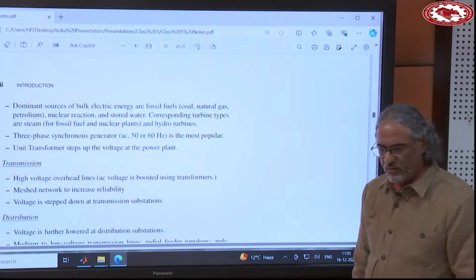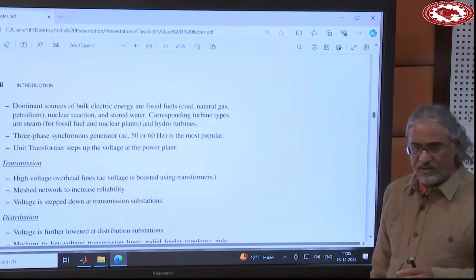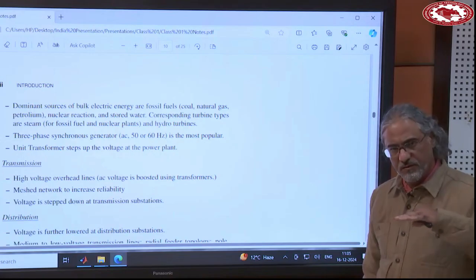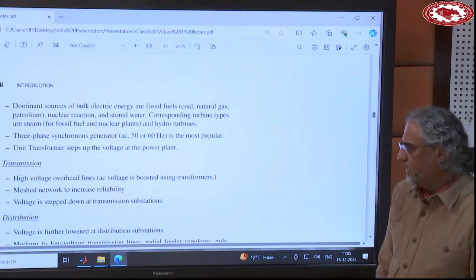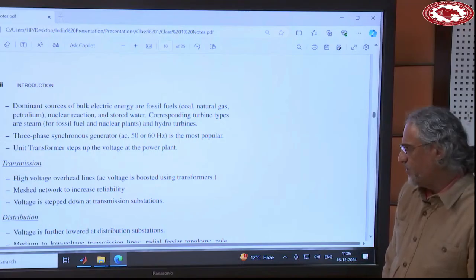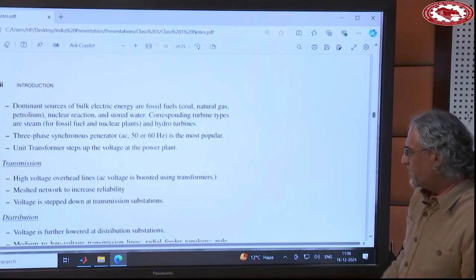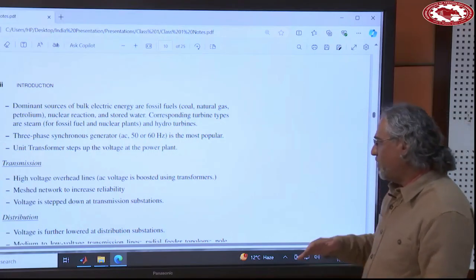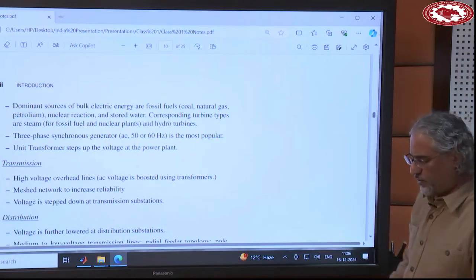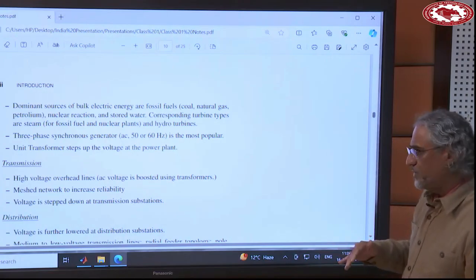transmit the power over long distance. Obviously, you all know that we need to increase the voltage level in order to be able to transmit the power over long distance. Otherwise, it's not possible and there will be a lot of losses. So in transmission, basically, we have high voltage overhead lines typically, and transformers are used to boost the voltages.